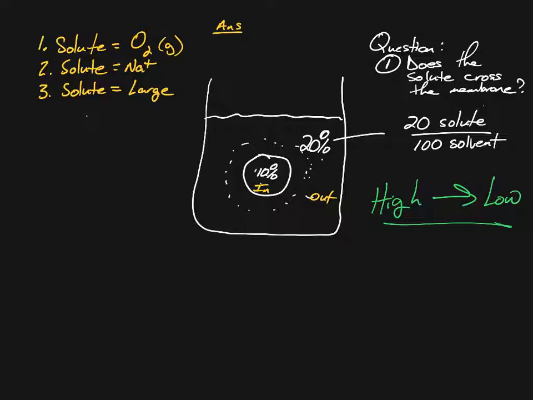The questions are on the board. Question one is the solute. What if the solute's oxygen? What if the solute's sodium? What if the solute's large? 20% outside, 10% inside. The first question you ask is, does it cross the membrane? And the second part is, if it does cross the membrane, in what direction is it going to move? Is it going to move in or out? Is the solute going to go from the inside out, or from outside in? Which direction is the solute going to move? Are we clear? Yes. All right.